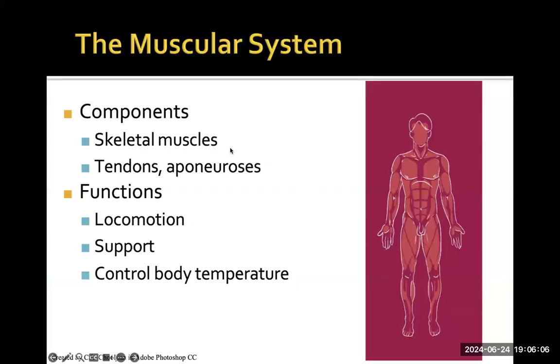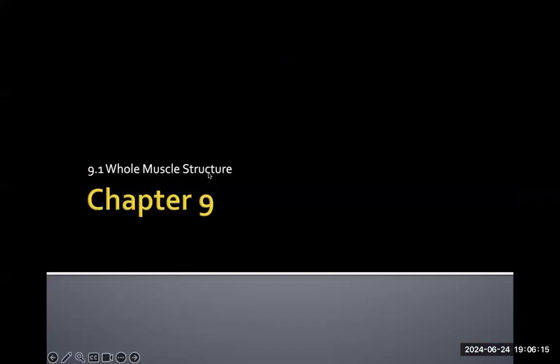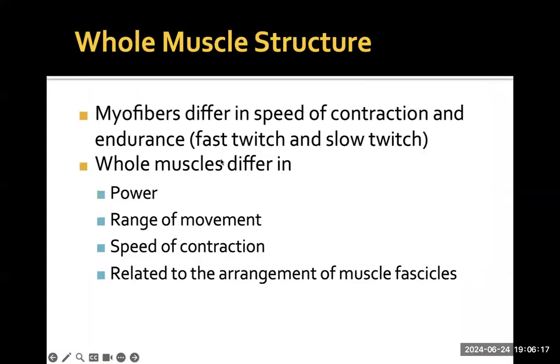So just like before, the muscular system still has the same functions, right? It's still for locomotion, support, controls body temperature. It's still composed of the same things: muscle, tendons, and aponeuroses. So your whole muscle structure, again, last time we talked about myofibers, they have the ability to differ in speed of contraction and endurance. We talked about the difference between fast twitch and slow twitch fibers and the fact that you have the ability to adapt your body to whatever its need is at the time. So you can actually change the content or quantity or proportions of your fast twitch to slow twitch fibers, just depending upon what type of exercise you do.